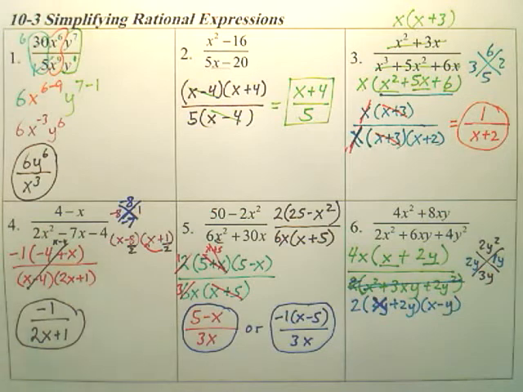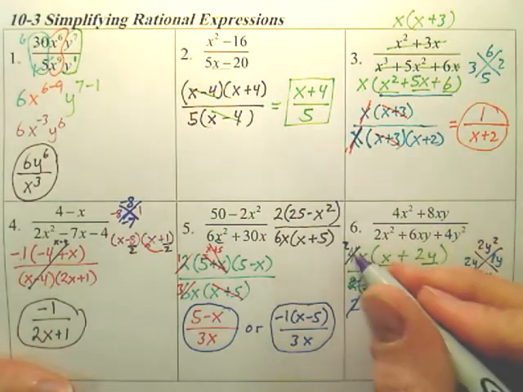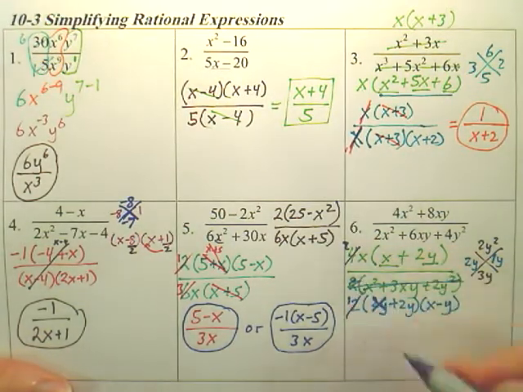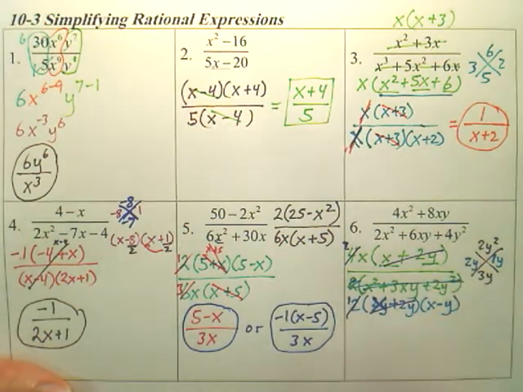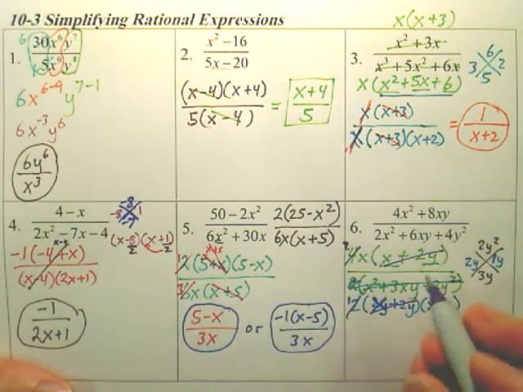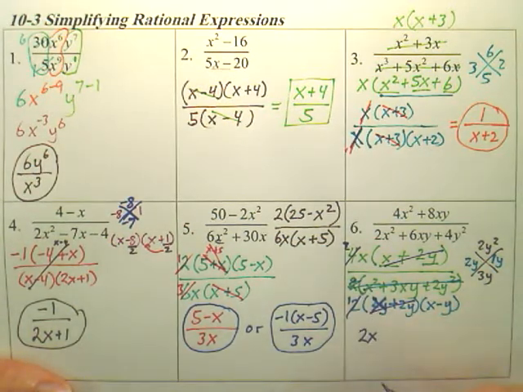Okay, our next question is, what cancels? Well, this 2 and this leaves you this. That 4 over 2. 4 cancels with the 2, leaving you 1 on bottom, 2 there. And this x plus 2y cancels with this x plus 2y. That leaves us on top with a 2 and an x. That leaves us 2x. And on bottom we have a 1 and an x minus y.